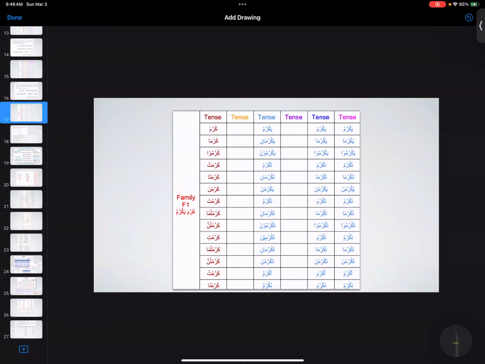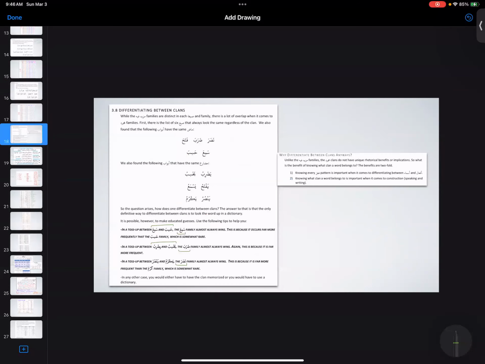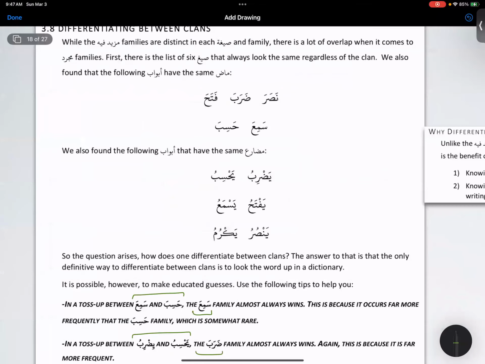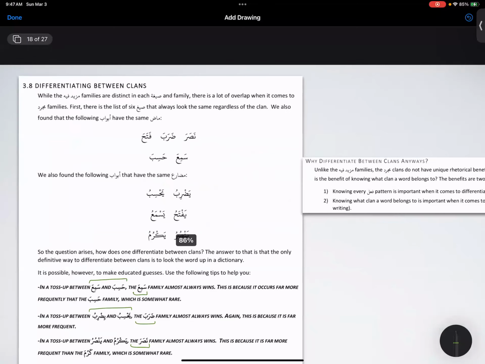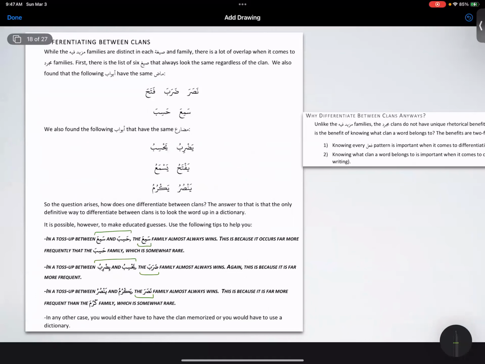Okay, so then we have this conjugation over here. Now let's see how we are going to recognize these verbs. So Nasara, Daraba, Fataha, as I told you guys, all these are maftuhul ain. Then we have Samia, Hasiba. They are basically overlapping with each other, right? So how are we going to recognize?